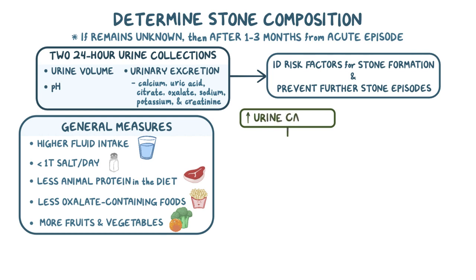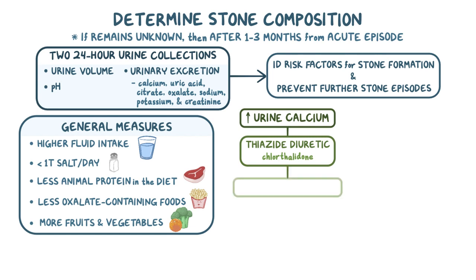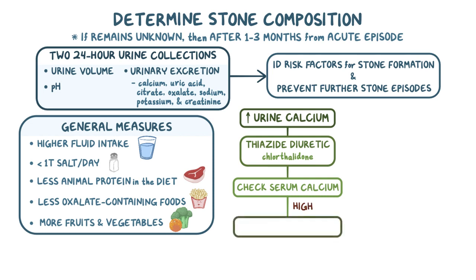If there's high urine calcium, then a thiazide diuretic like chlorthalidone is given to lower urine calcium. If there's a high urine calcium, then the serum calcium is checked. If the serum calcium is high as well, then there may be an underlying hyperparathyroidism.